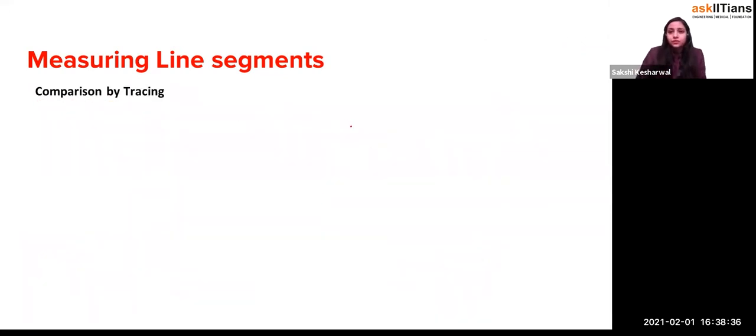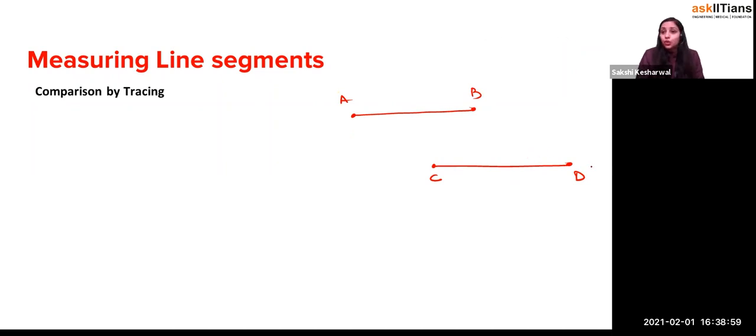Let us suppose I made a line segment here and another line segment somewhere here. I think everyone has seen tracing paper. On a tracing paper, you will keep the paper on AB and then you will put it on CD. If they match, then they are equal. If they do not match, then they are not equal. So tracing is not a very convenient method.